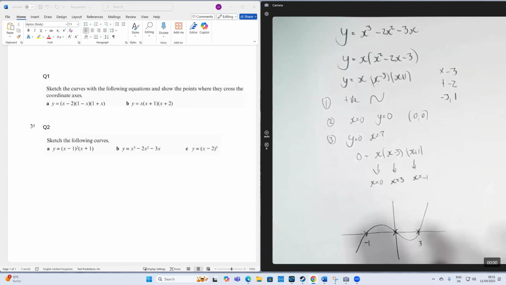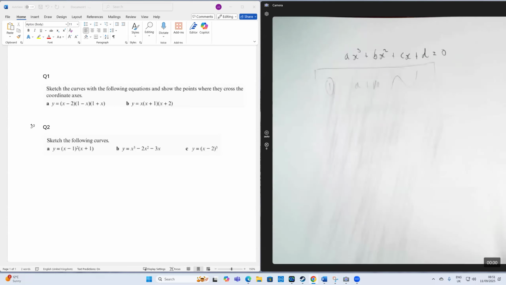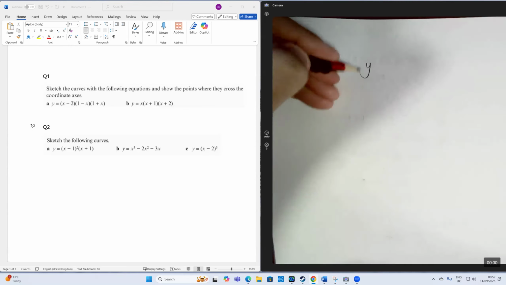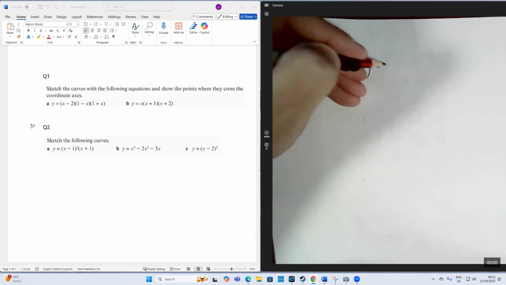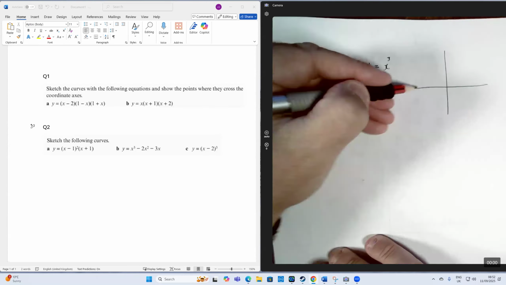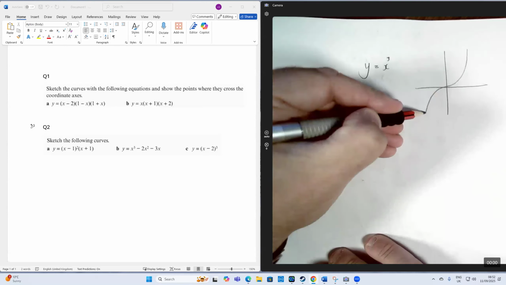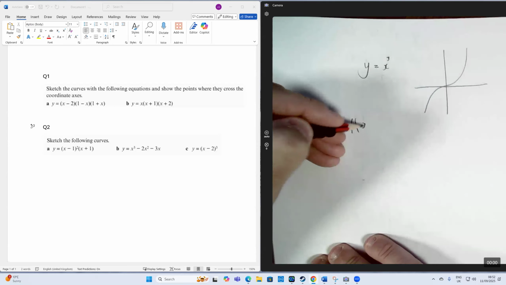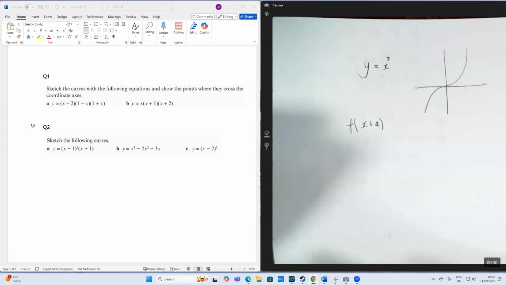And finally, in this little video, 2c. You could expand the whole thing and go through the whole process that we've just done. That would be fine, but it's easier to think about this one as a graph transformation. If y was just equal to x cubed, we would have a cubic graph like that. But what we've got here is a transformation of the type f(x + a).